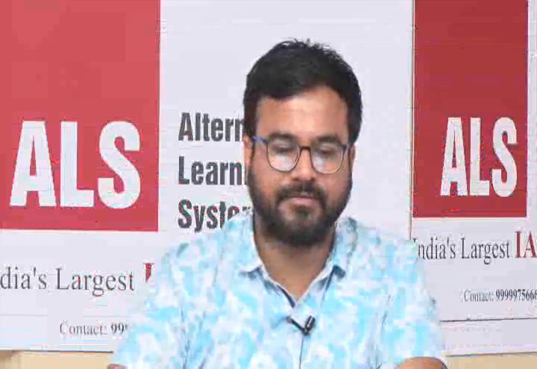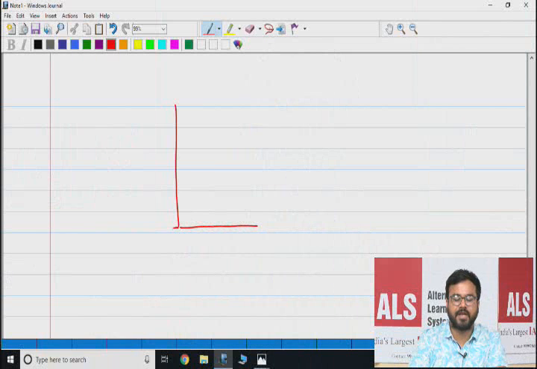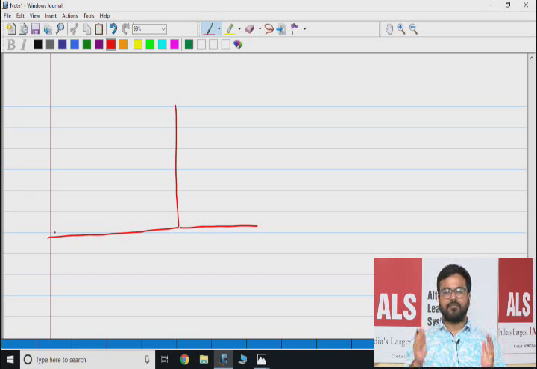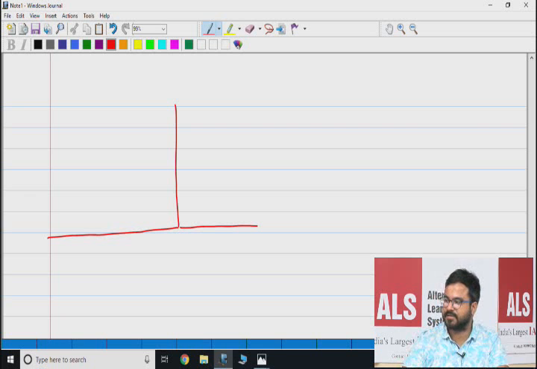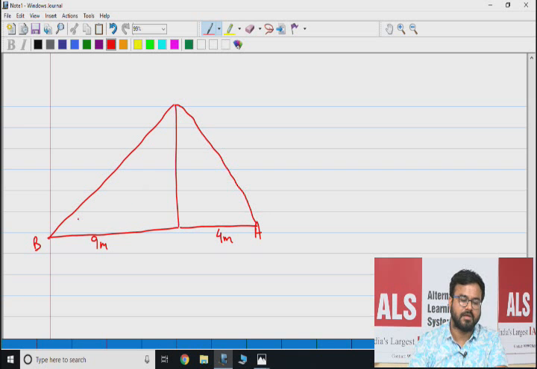So there is a tower and 2 points are there. One is at 4 meter and one is at 9 meter. Now it is not mentioned whether both are on the same side of the tower or on the opposite side, so you can take any case, you will get the same answer. So let's say this point A is 4 meter away. This point B is 9 meter away. And the angle of elevation from the base to the top, these are complementary. Complementary means the sum of both the angles is 90 degree. So if this angle is theta, this angle is 90 minus theta, since the sum of both the angles is 90 degree.